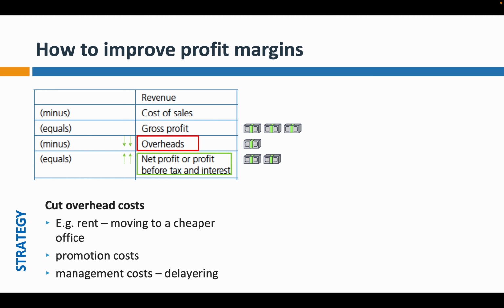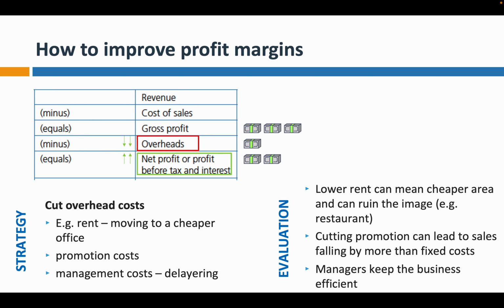Also, you can cut on promotion costs, lower advertising spending. And another example is that you can cut your management costs. For example, by cutting off an entire level of managers, which, as we are going to see in our HR chapter in the human resources unit, is called delayering. These are all different options or different ways to execute this strategy of cutting overhead costs.